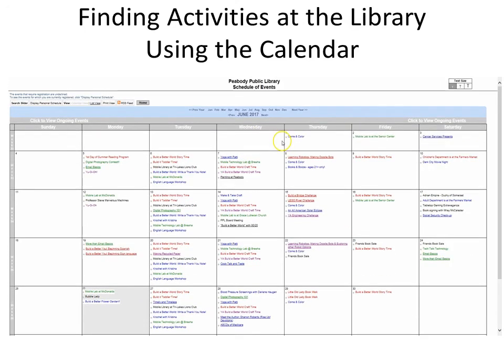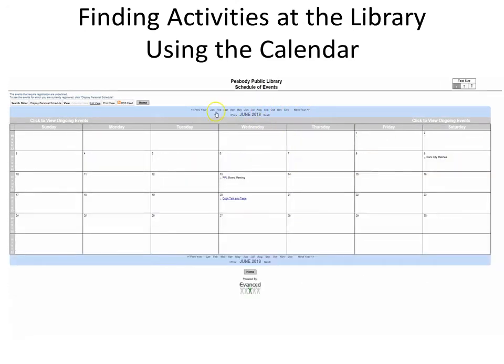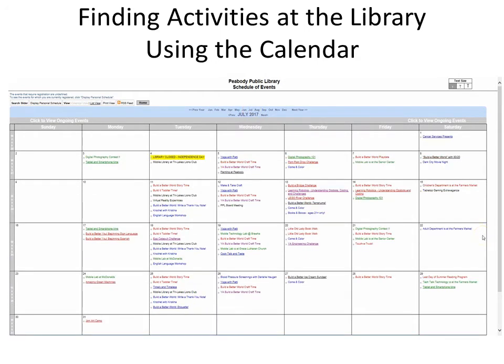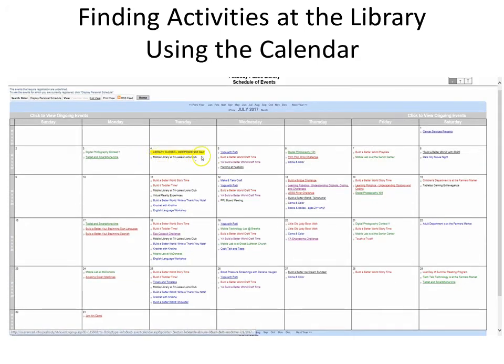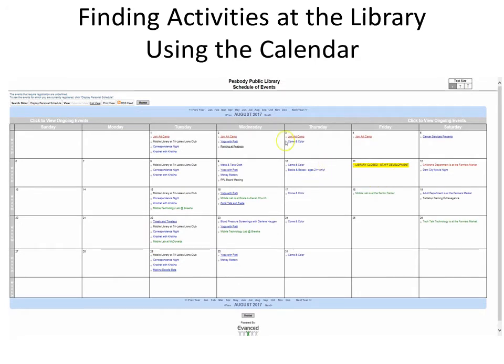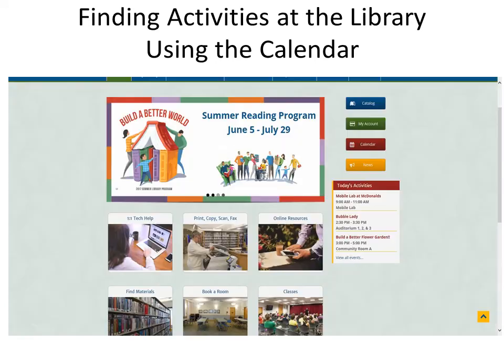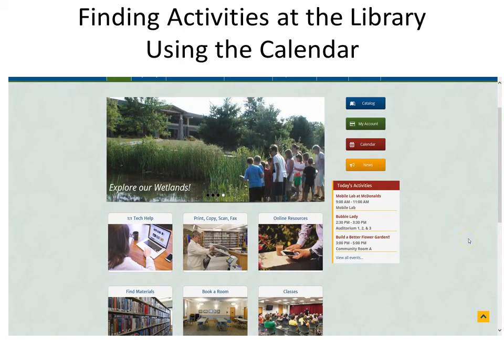And you can also go ahead to other months. You would also be able to check ahead. So this is what's going on in July. Anything highlighted in yellow means that the library would be closed, and it's indicated pretty clearly for you there. So this is one way that you can get in to look at some of our activities.